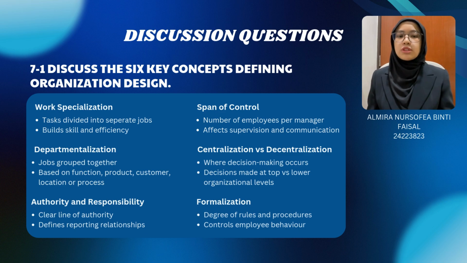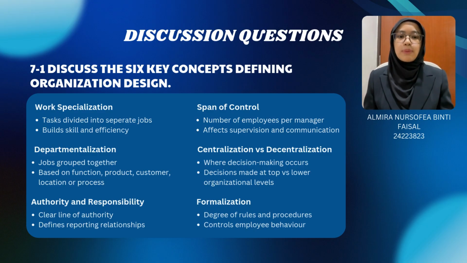The third concept is authority and responsibility. This refers to the clear line of authority in an organization. Employees need to know who they report to and who has decision-making authority. For example, workers usually approach their immediate supervisor rather than top management, which helps reduce confusion.